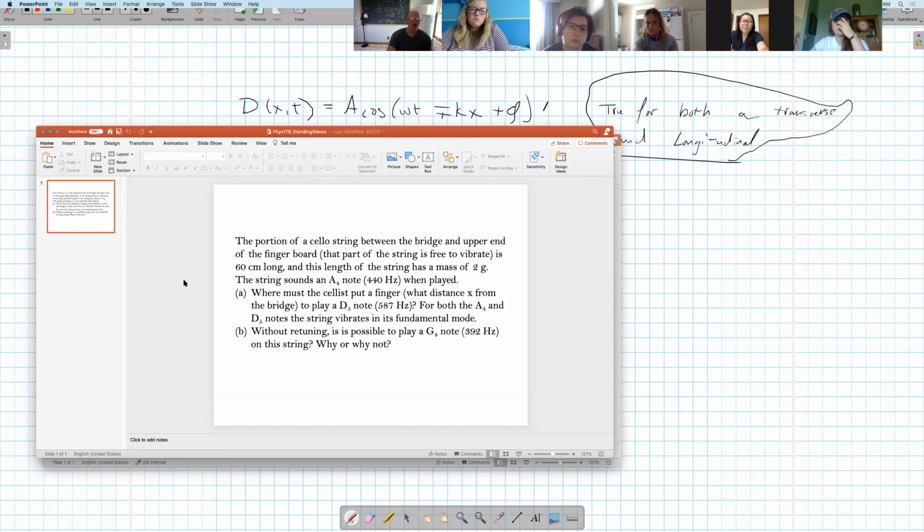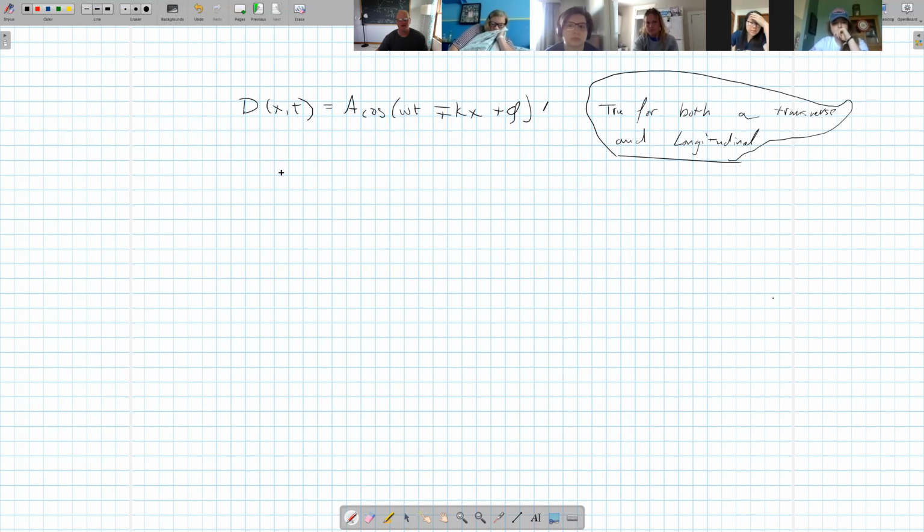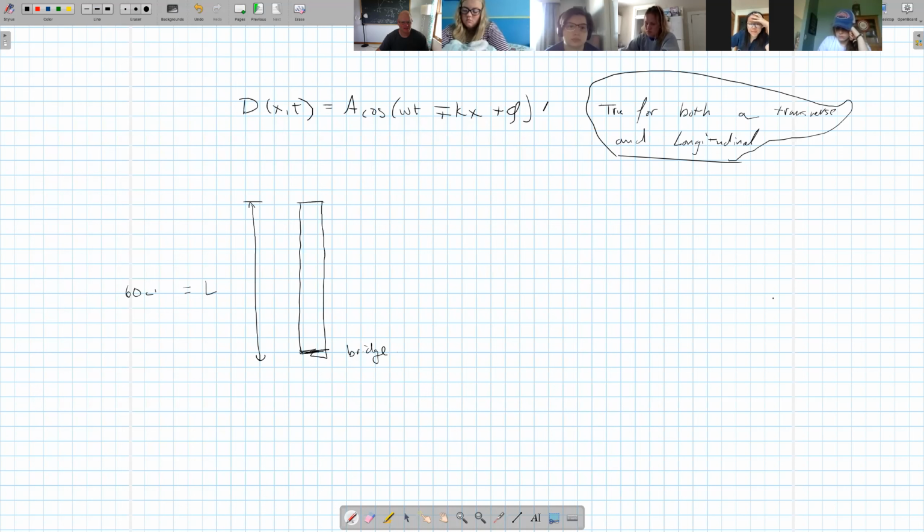Then it wants to know: where must the cellist put their finger, at what distance from the bridge, to play a D5 note, which has a frequency of 587 hertz? Here we are told that the A4 and the D5 are both fundamentals. So let's draw what's happening. Here is the neck of the cello, and down here is the bridge. We're told that this has a length of L equals 60 centimeters.